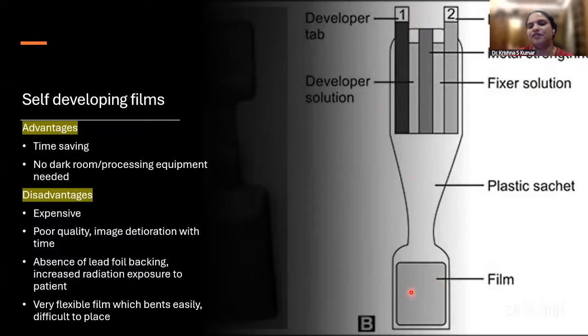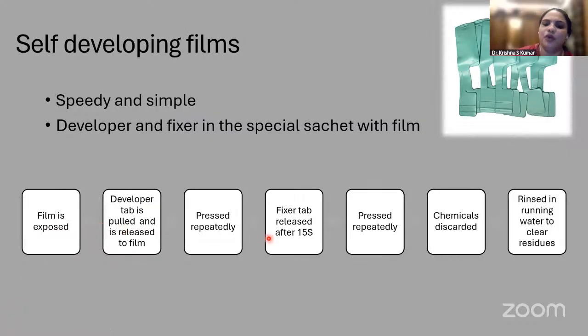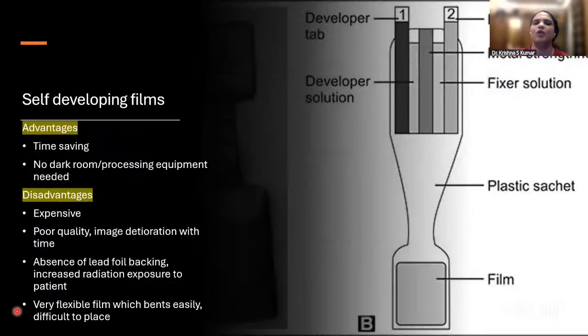Then that film is pressed for around 15 seconds so that the solution goes to all the places of the exposed film. After that, you pull the fixer tab. Then you again press it for some time so that it's completely fixed. You have to press repeatedly. And after 15 to 20 seconds, you can discard these chemicals and wash the film in running water to clear these residues. So what are the advantages? As I told you, you don't need a dark room and it's very time saving.